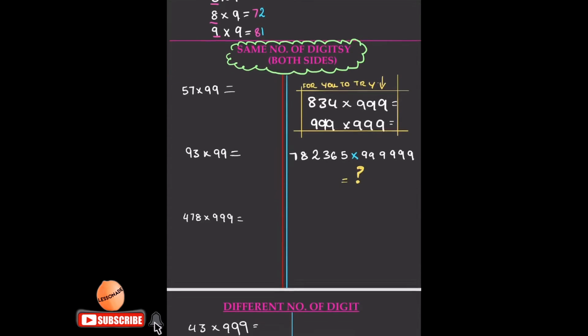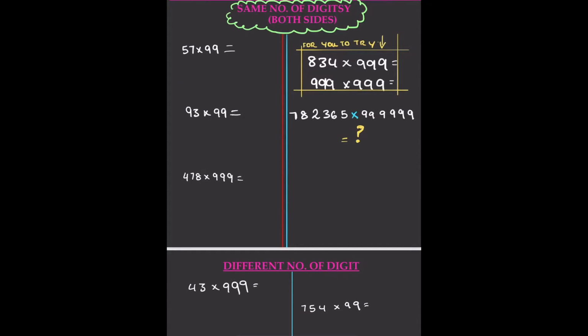But before we go into these questions, I've got to tell you guys that I'll split them into categories. So in these categories, the first one is same number of digits on both sides. What I mean by that is, if you see the first question, there are 2 digits here and 2 nines here, so both have 2 digits. So that's why they're called same number of digits on both sides.